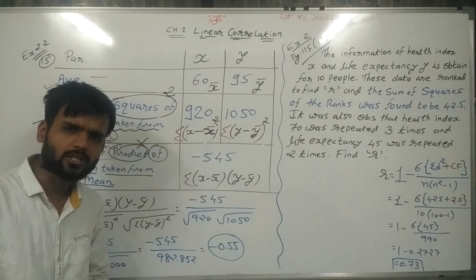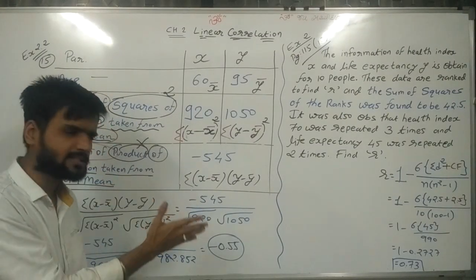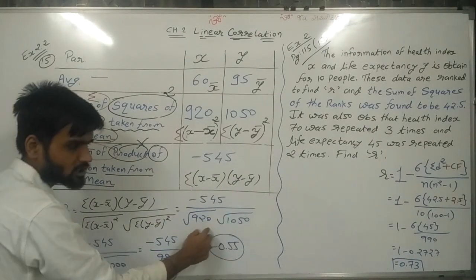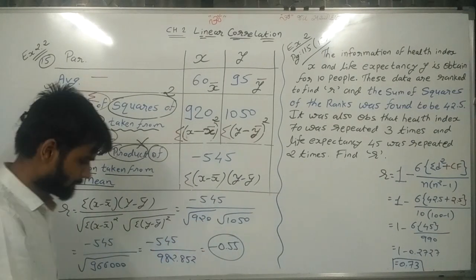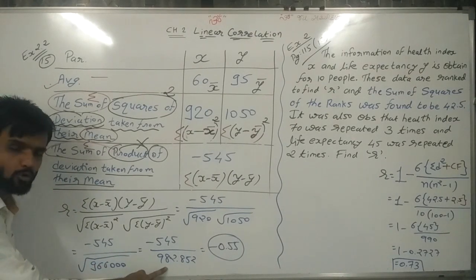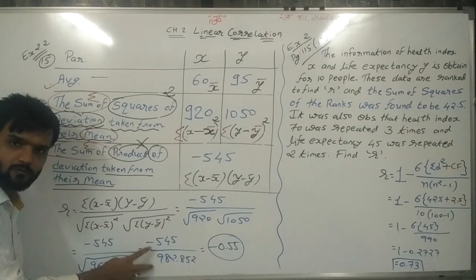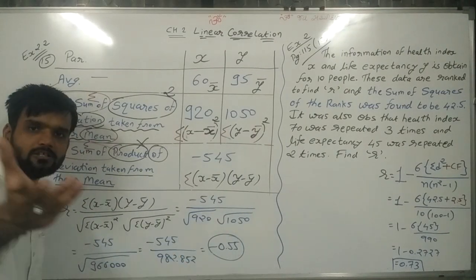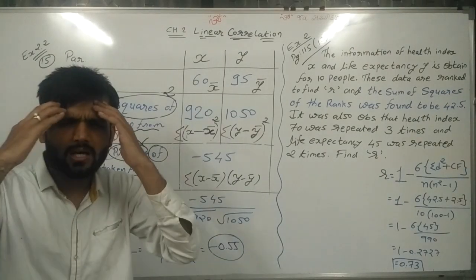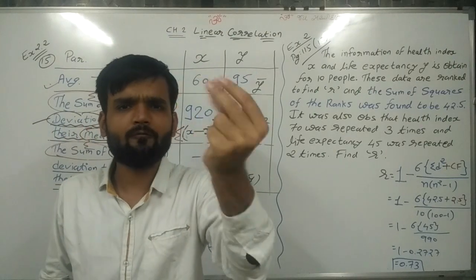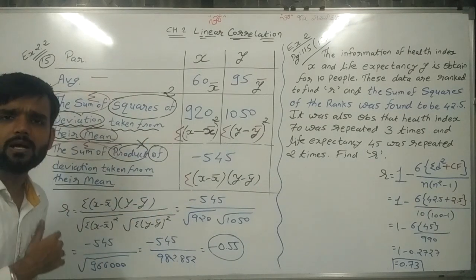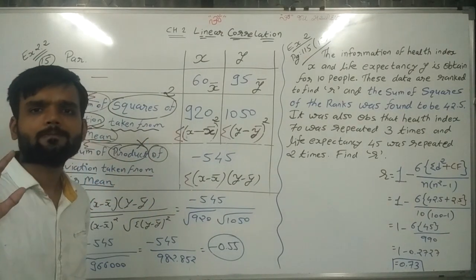Now solve this. This solution is easy for all of you. Minus 545 divided by the multiplication of these two, 920 into 1050 under root, 966,000. Now find the root: 982.852. Division of these two, minus sign is there, so minus 0.55 is your answer. Simple, the sum is solved. Now what is hard in this sum? Just understanding the question. Once the question is clear, the answer is very easy, because no calculation is required. You need to understand only the question.